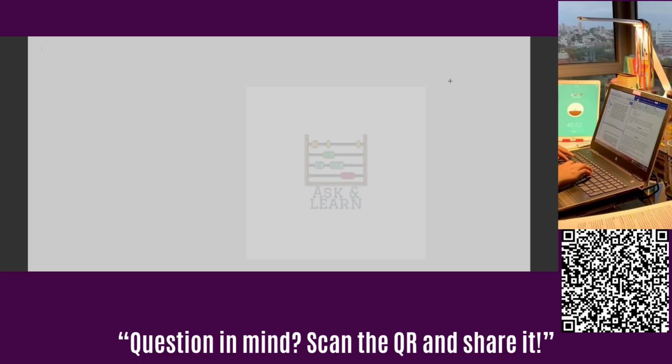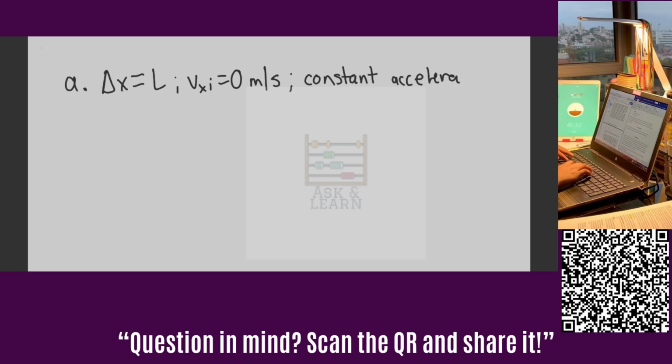So here for part A, we know that the skier covers a distance delta x. We can say that this is equal to L. We know that the skier's initial speed is going to be equal to 0 meters per second. And we can say then that if she moves with a constant acceleration, we can use kinematics and solve for this constant acceleration.